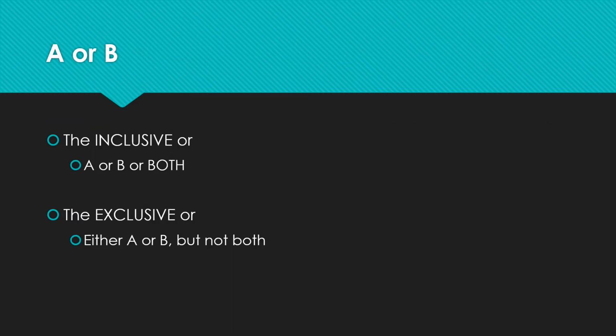All right, so let's say that we have the statement A or B. You can imagine that this is like apples or bananas. The inclusive or means A or B or both. So let's say that your options are apples or bananas. The inclusive or means you could have apples, or bananas, or apples and bananas. The exclusive or means either A or B, but not both. So you could exclusively only have apples or bananas, but you can't have both.